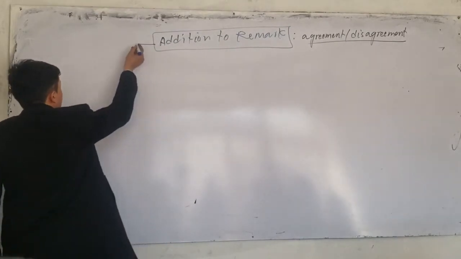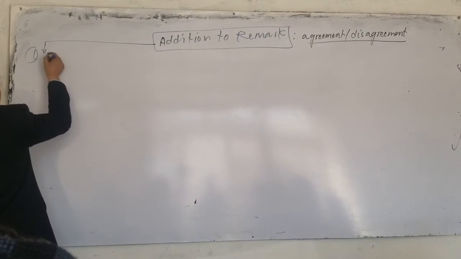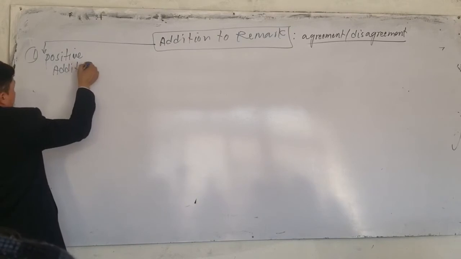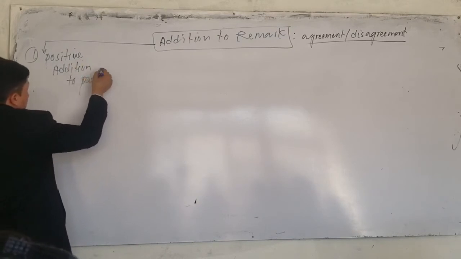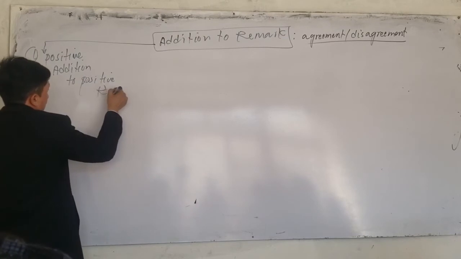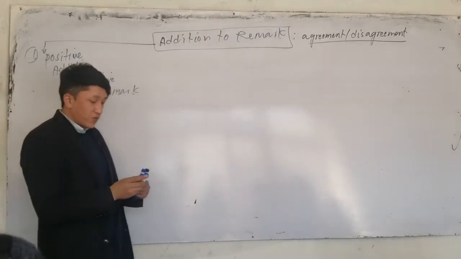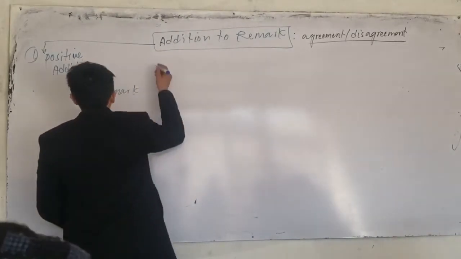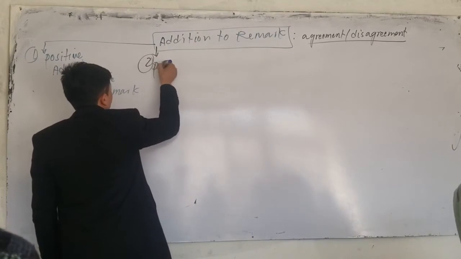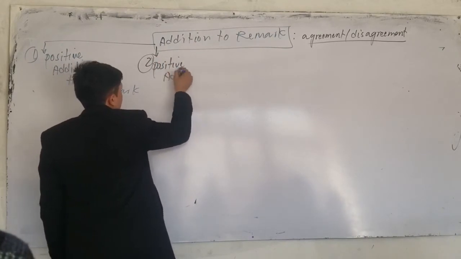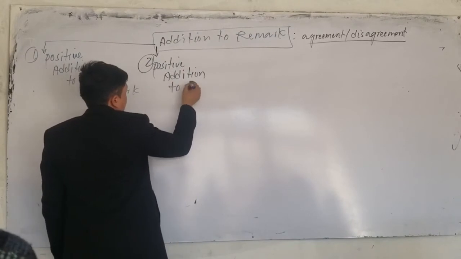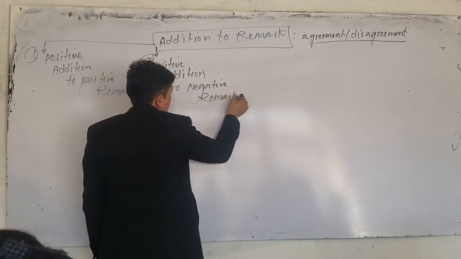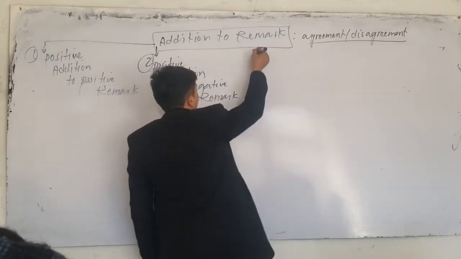The first one, let's start from number 1. We have positive addition to positive remark. It means that you want to say that you are the same. But if you want to say that you are different, what is the next one? Number 2, we use again positive addition to negative remark. Positive addition to negative remark. So in this case, you want to say that you are different.